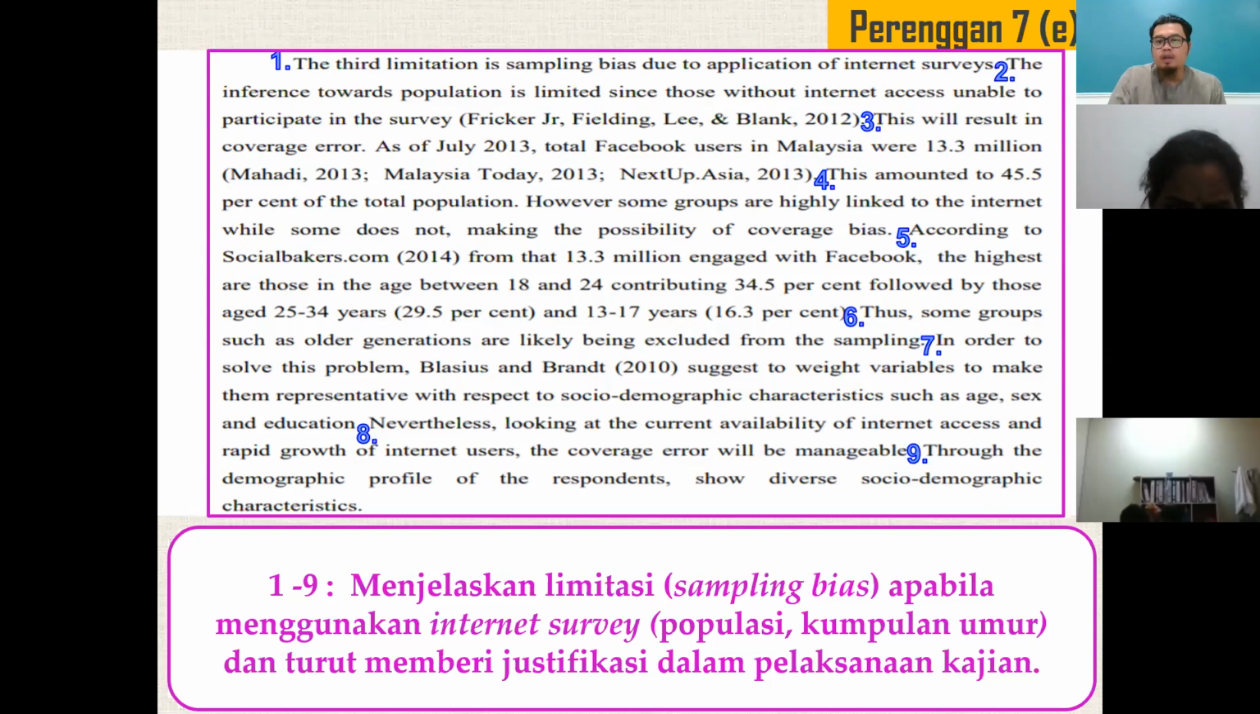Blasius suggests weighting variables to make them representative with respect to socio-demographic characteristics. So in the research, you need to consider demographic characteristics such as age, sex, and education. Nevertheless, looking at the current availability of internet access and the rapid growth of internet users, the coverage problem will be manageable. The demographic profile of the respondents shows diverse socio-demographic characteristics, and then they try to show another crucial part regarding sampling bias.